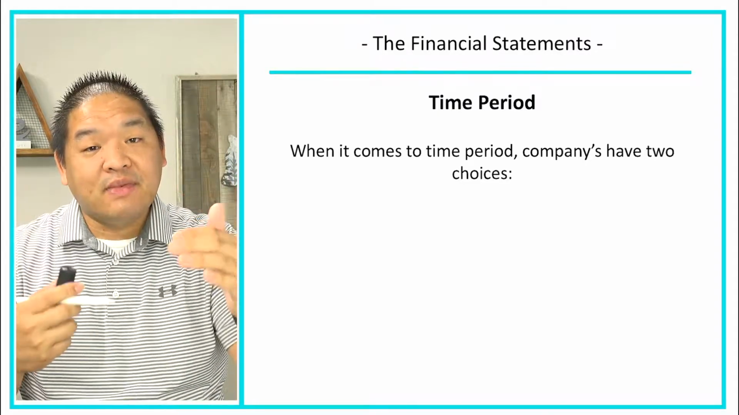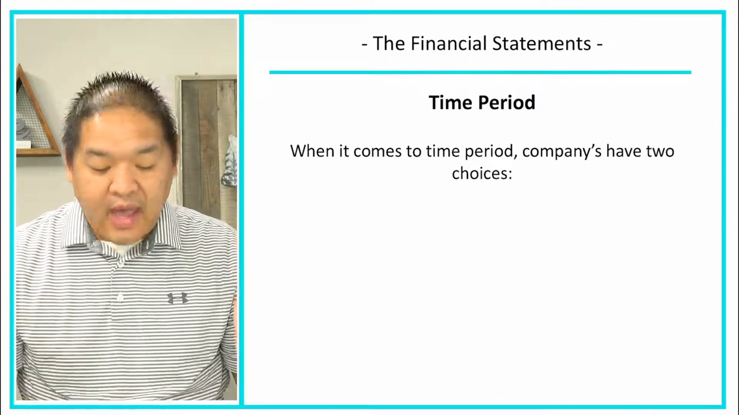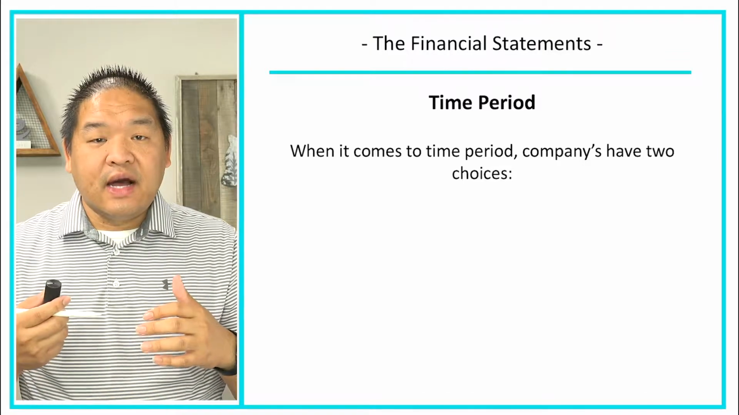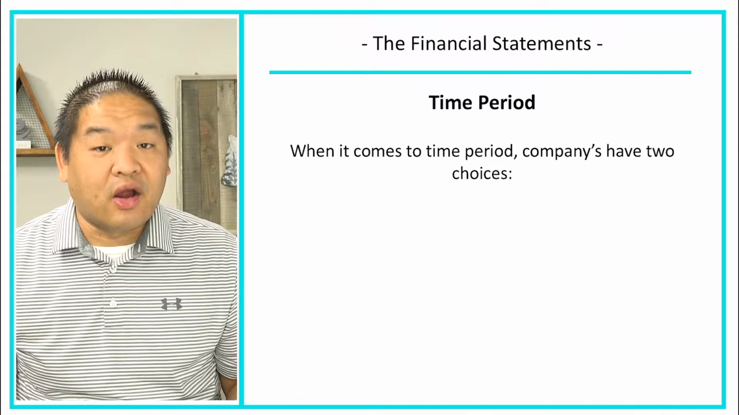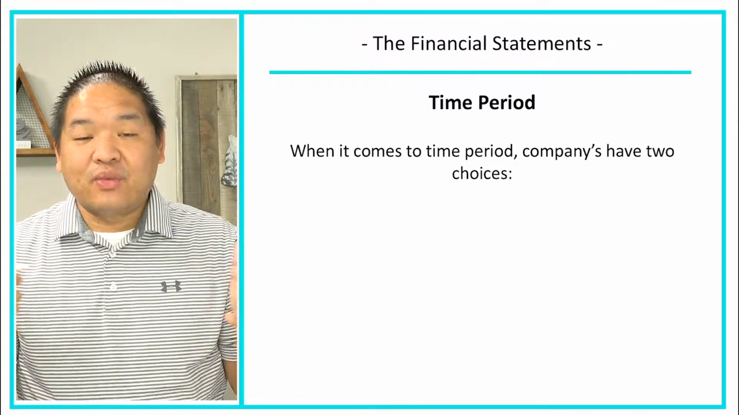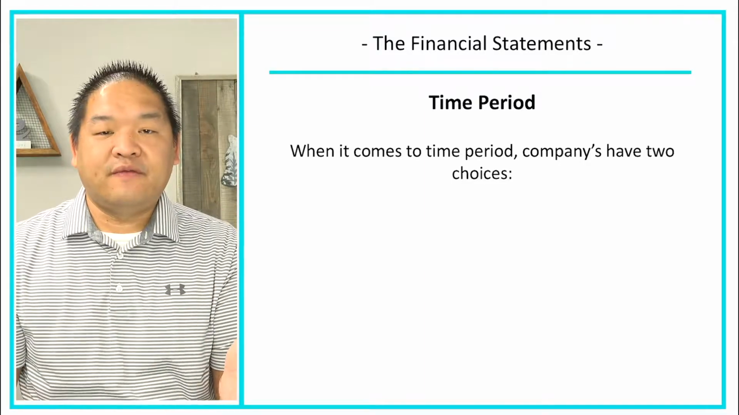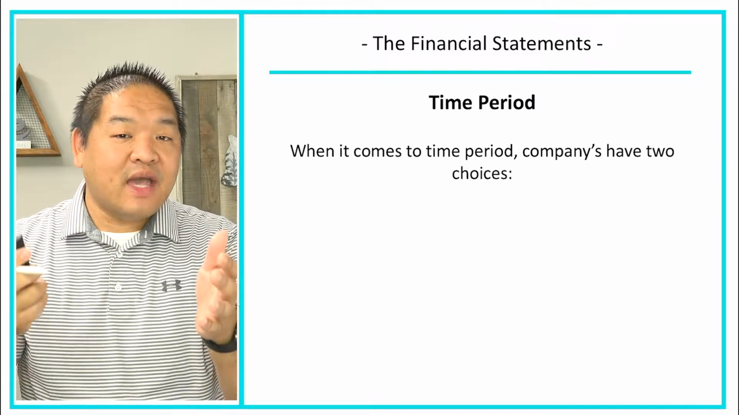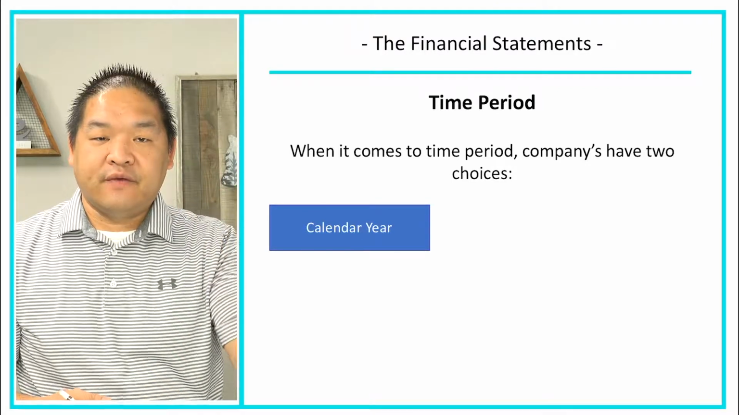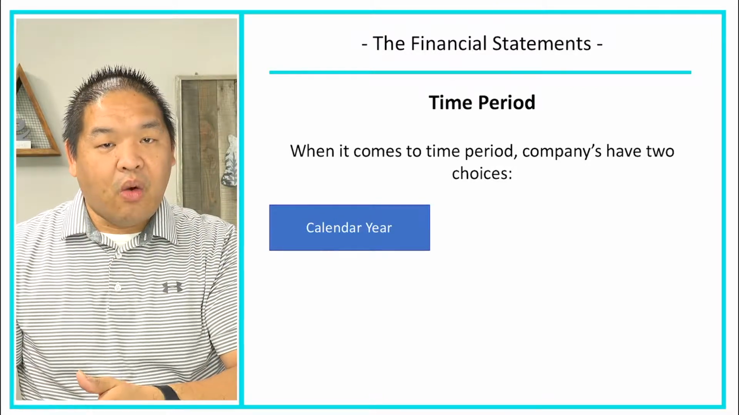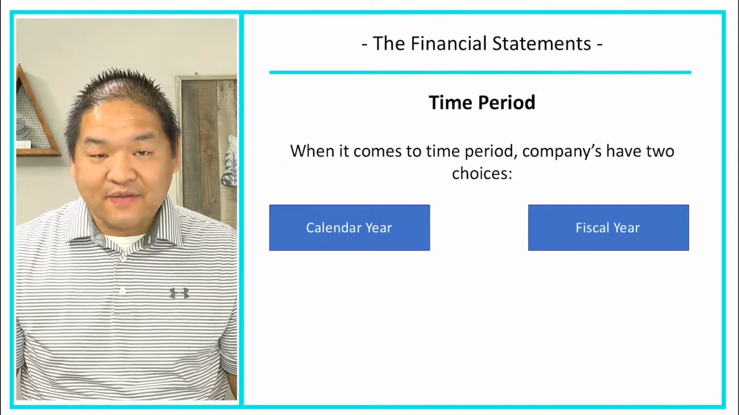Well, just like your bank statement has a time period, all of these financial statements have a time period as well. And it all is going to be dictated on when the company's year starts. Okay, so that's kind of really the question. Now, normally you would think, okay, the year starts on January 1 and goes through December 31st. But for companies, they actually have two choices. They can use what we call the calendar year, January 1st through December 31st, or they can use something called a fiscal year. A fiscal year is a little bit different than a calendar year.